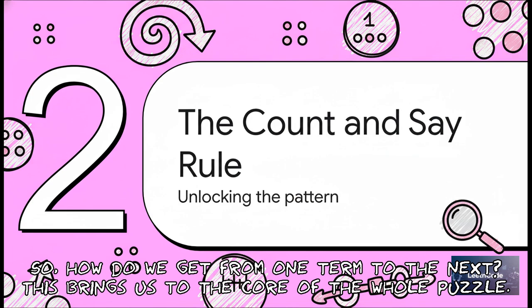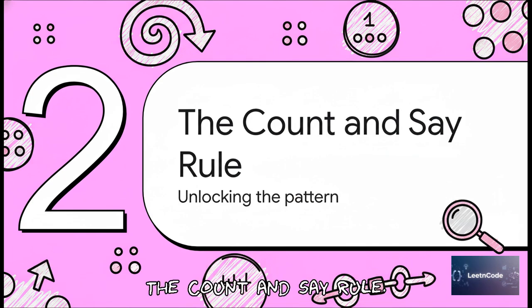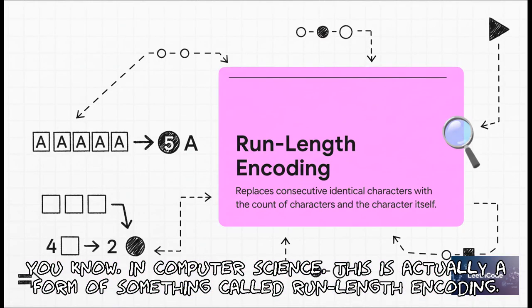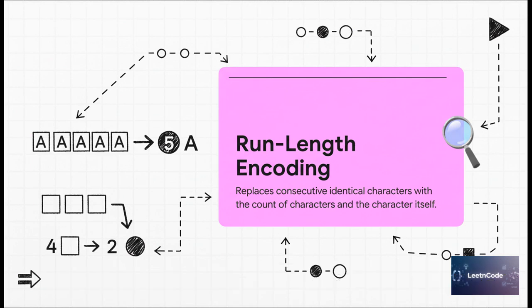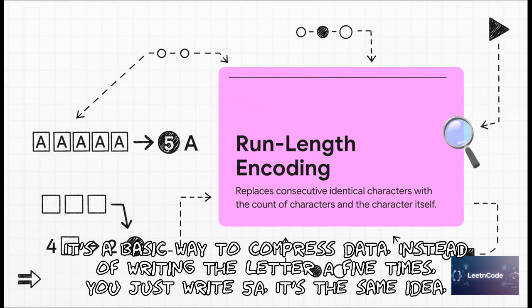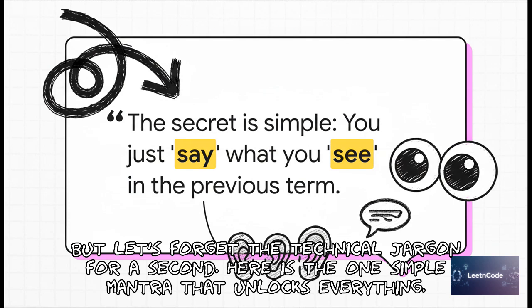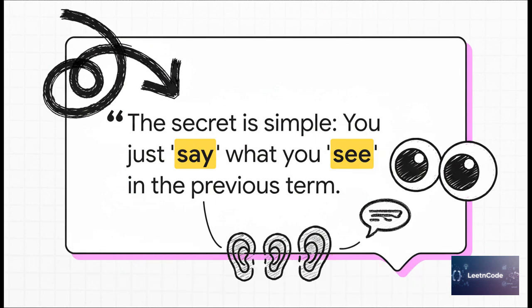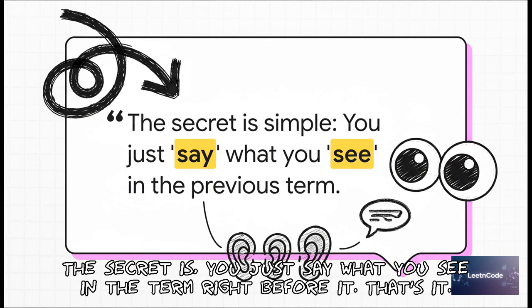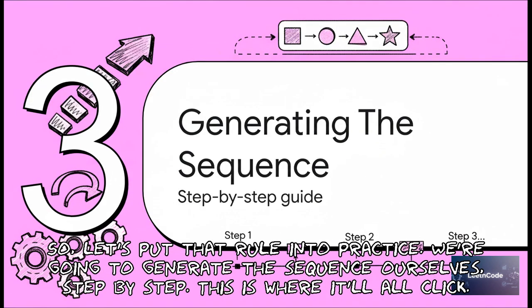This brings us to the core of the whole puzzle, the count and say rule. In computer science, this is actually a form of something called run-length encoding. It's a basic way to compress data. Instead of writing the letter A 5 times, you just write 5A. It's the same idea. But let's forget the technical jargon for a second. Here is the one simple mantra that unlocks everything. The secret is, you just say what you see in the term right before it. That's it.